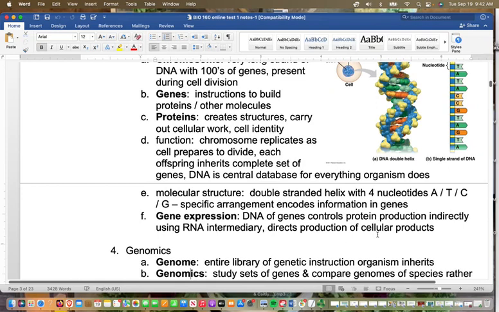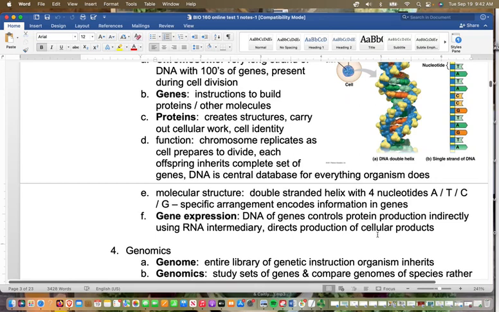When we look at the molecular structure of DNA, it's a double-stranded helix. So it's like a ladder that's been twisted. There's 4 nucleotides, A for adenine, T for thymine, C for cytosine, G for guanine, that are going to make up the rungs of the ladder, and then it's sugar and phosphate that are going to make up the sides. Their specific arrangement is going to code the information in the genes. So where we hear about computer codes, it being a series of zeros and ones, this is just going to be a code that involves A, T, G, and C.